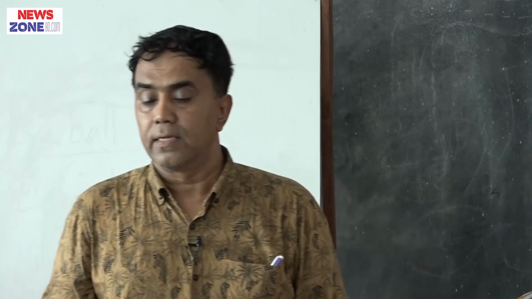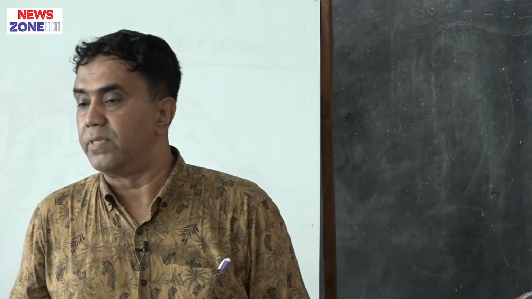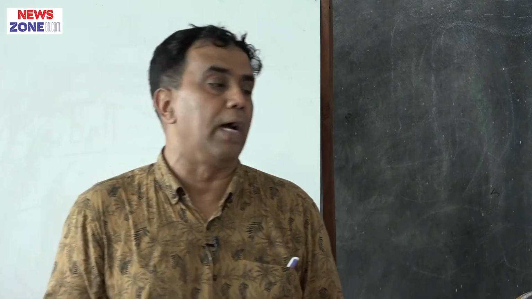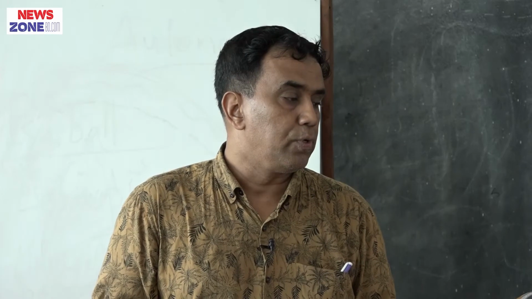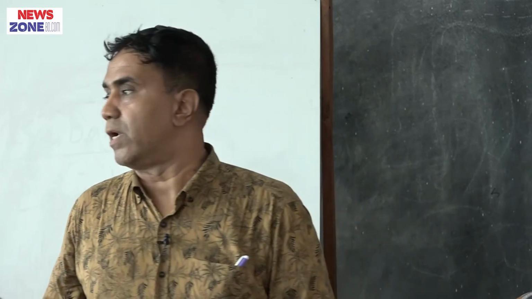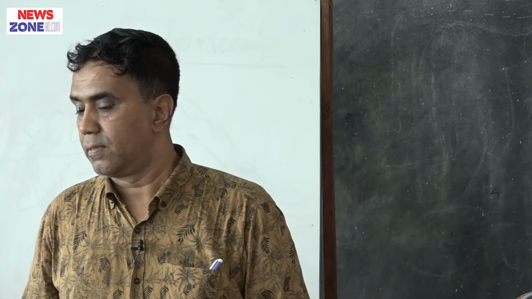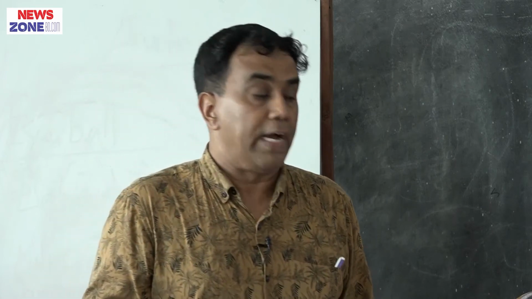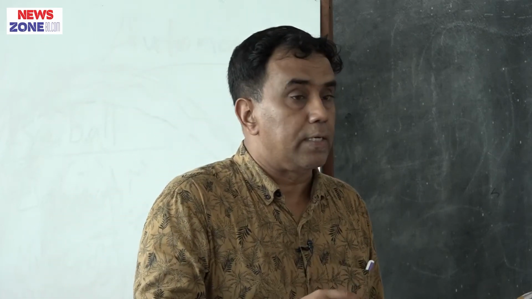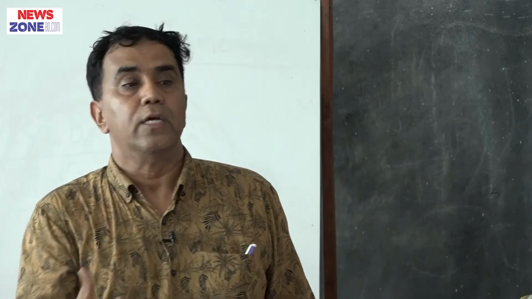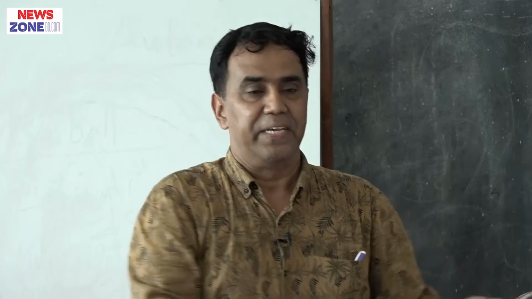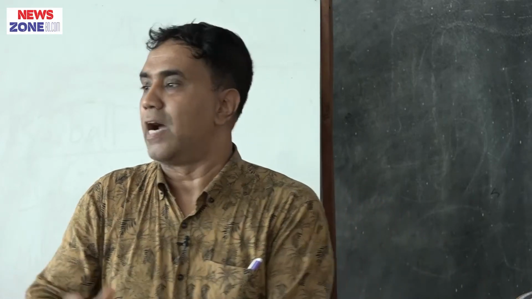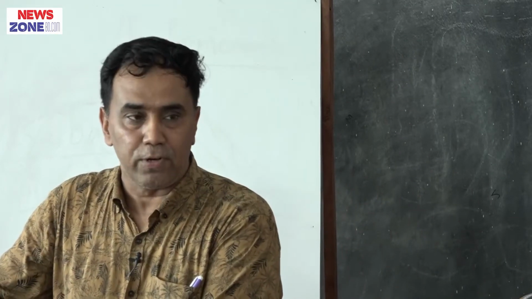And finally, 9, 10, 11, 12. These cranial nerves are attached to the medulla oblongata. So, finally, this summary: the forebrain is responsible for first and second, the midbrain responsible for third and fourth, and the hindbrain responsible for 5 to 12. Am I clear to you?